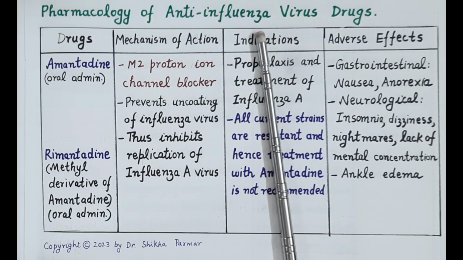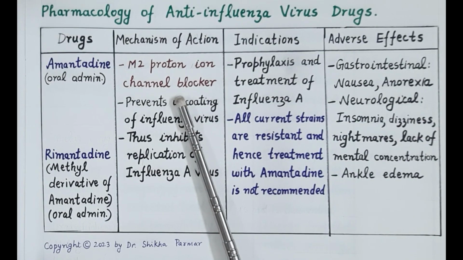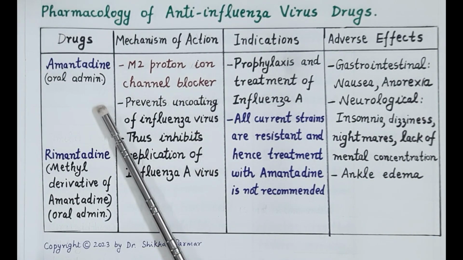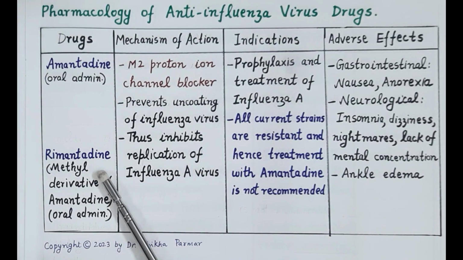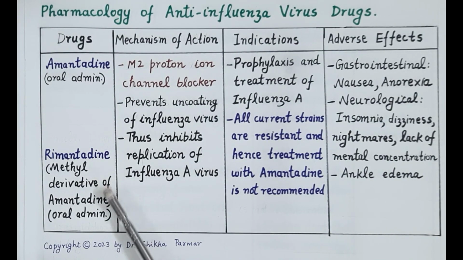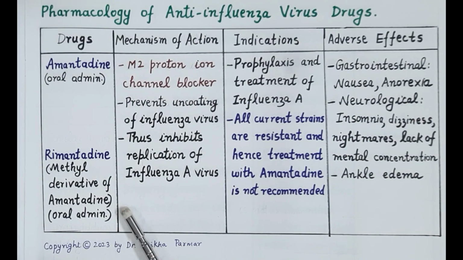Now let's discuss the pharmacology of each class of these drugs. Now, the first category of drugs are M2 proton ion channel blockers. The prototype drug is amantadine. Another drug is rimantadine. Now, rimantadine is a methyl derivative of amantadine. Rimantadine is more potent, longer acting and better tolerated than amantadine.